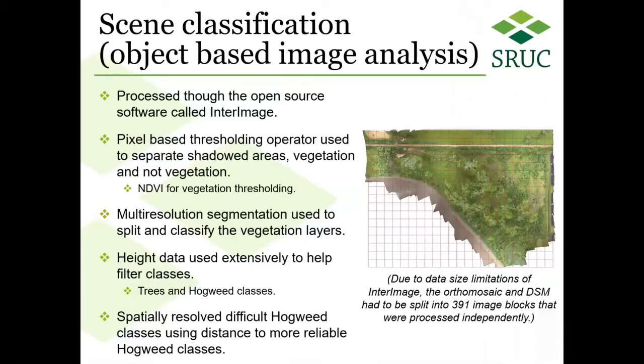I ran it through various different algorithms to threshold and separate out the classes that are there, to try and bring out where the giant hogweed is in this area. And we can use the height data, for instance, very useful for picking out things like the trees and the hogweed itself. Because of the way object-based image analysis works, we can actually do analysis based on other classes.